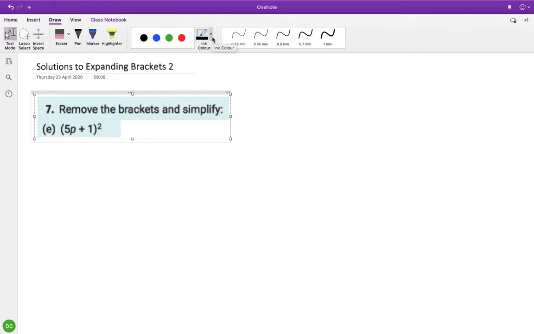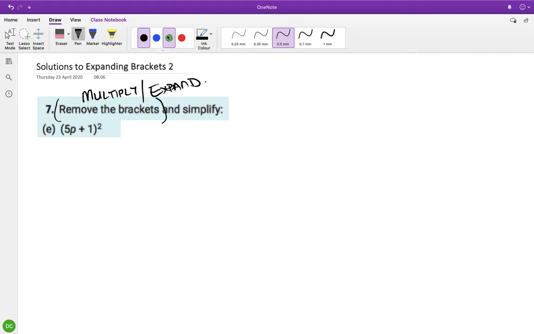So here's the solution to the work that I gave you on Wednesday. Okay, so you're asked to remove the brackets and simplify. Also, remove the brackets means that bit there, they could have written multiply, and the other word they could have written was expand.